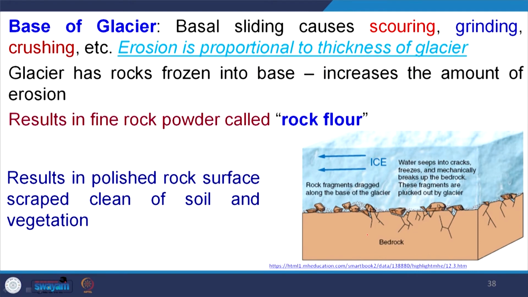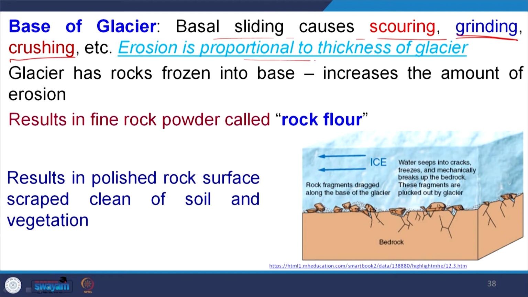Now, you see here at the base of this glacier, basal sliding causes scoring, that means it scores the rock at the base, and grinding, because there is a huge mass of ice moving over the bedrock. If rock fragments are in between, they are crushed. So, grinding is there, crushing is there.